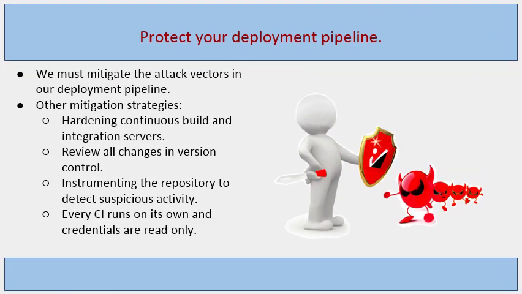The last thing we must do is protect our deployment pipeline. We must mitigate the attack vectors in our deployment pipeline. Other mitigating strategies include hardening continuous build and integration services. We also review all changes in version control. And we also instrument the repository to detect suspicious activity and make sure every CI runs on its own and credentials are read-only.